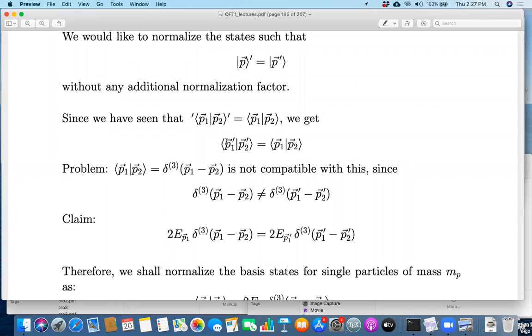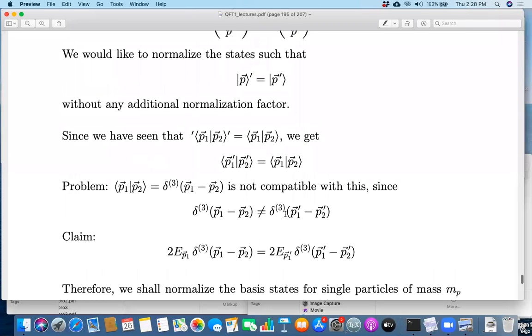So what is the conclusion? That the inner product between P1 and P2 should be the same as the inner product between P1 prime and P2 prime, where P1 prime is a Lorentz transform of P1 and P2 prime is a Lorentz transform of P2. But now we see that if we use the conventional normalization of these states, P1, P2 proportional to delta³(P1 minus P2), then that's incompatible with this relation. The reason is that delta³(P1 minus P2) is not the same as delta³(P1 prime minus P2 prime).